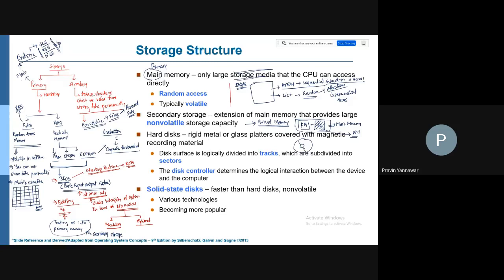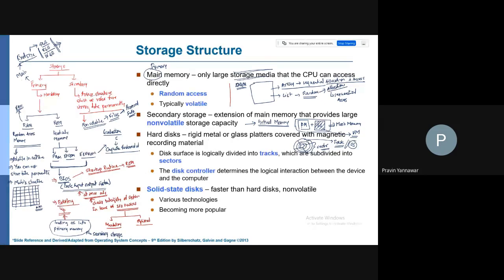Like this is the disk. If you take this disk, it is divided in this particular portion. Okay, so this is going to be your sector, right? And this particular section is going to be called a track. Okay, so track 0, sector 0 is going to be your OS part. Okay, so the disk surface is logically divided into tracks and sectors.